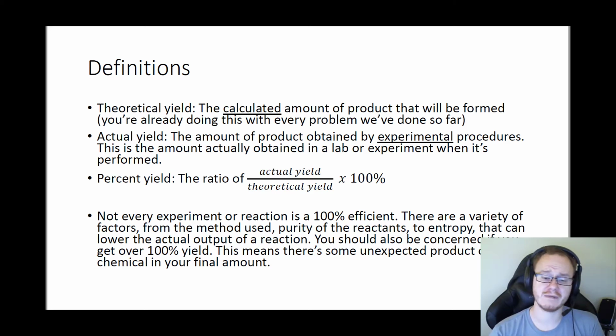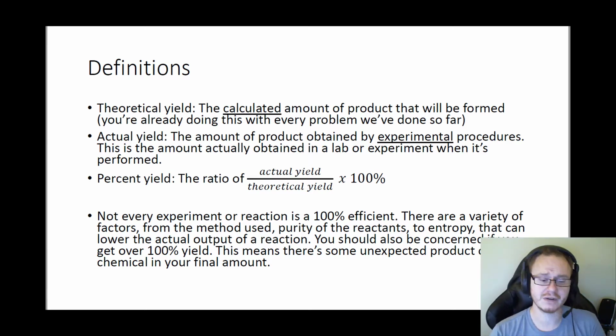So why isn't every experiment or reaction 100% efficient? Well, there's a lot of factors from the method that you use. A lot of times we have very inefficient methods. We're always looking for ways to improve. It could be the purity of the chemicals and the reactants that you use, and it could be something known as entropy, which is a measure of disorder. Simply put, we rarely get everything that we'd expect to get.